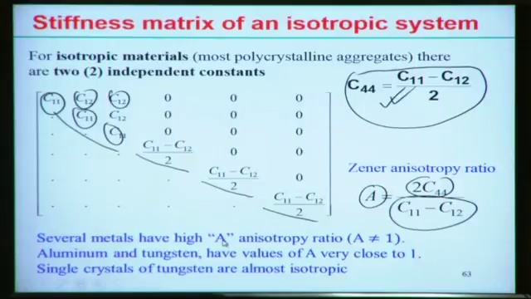So several metals have a high A value, which represents the anisotropy ratio. Definitely for anisotropy, A should not be equal to 1. But aluminium and tungsten practically have values of A, that ratio, very close to 1. So single crystals of tungsten are almost isotropic, that means A is almost equal to 1 in this case. That ratio represents the anisotropy, but in case of an actual isotropic material, this relation holds good. So instead of writing this term, we can write C44 here.